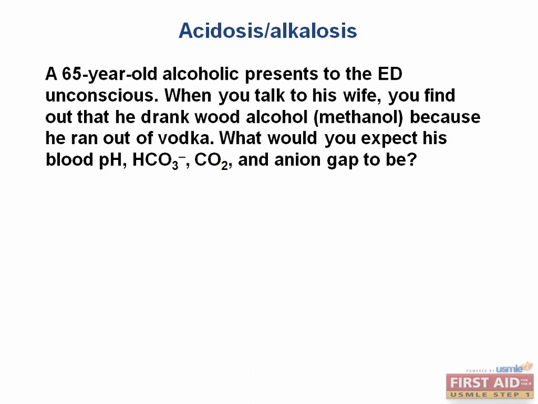In order to answer this question, you need to know that methanol causes a metabolic acidosis because it gets converted into formic acid in the liver. This means that the patient would have an acidemia with a pH of less than 7.4. He's going to have a low bicarbonate level since metabolic acidosis is caused by lowered bicarb. He's going to have a low CO2 due to hyperventilation as respiratory compensation, and an elevated anion gap since formic acid will produce formate, which is an anion.